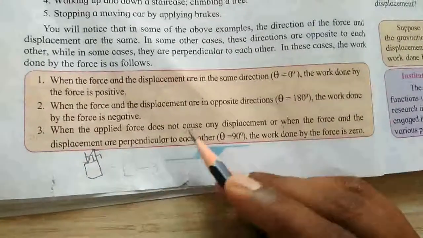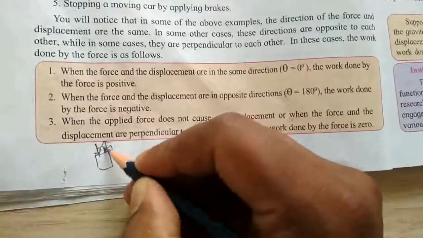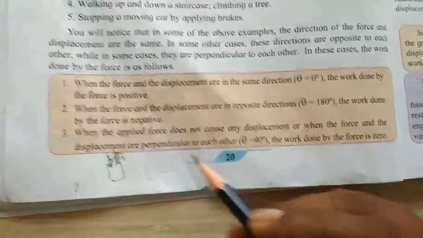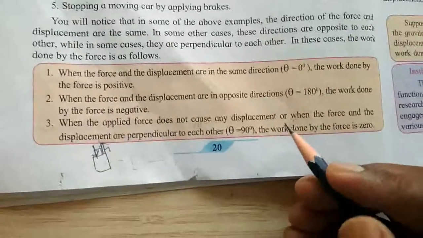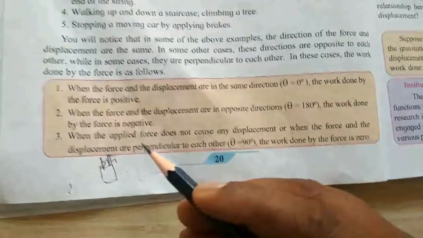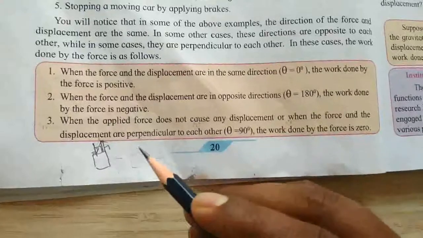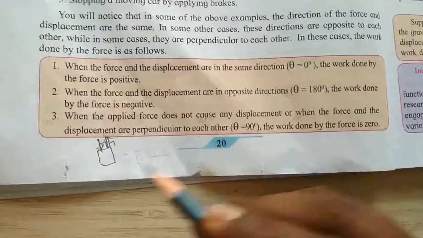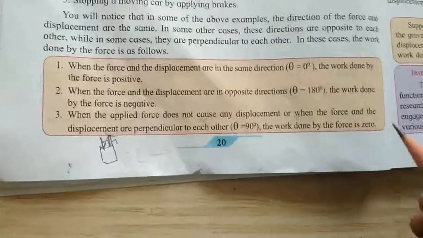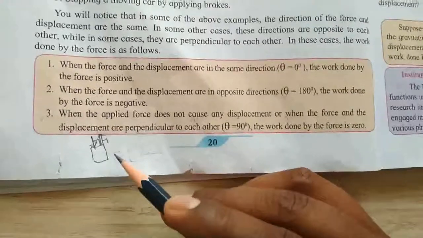When the applied force does not cause any displacement, if we apply the force from the top, or from the bottom upwards, the displacement of this vehicle will not happen, because we are applying the force perpendicular, at 90 degree. So when the applied force does not cause any displacement, or when the force and displacement are perpendicular to each other, that is theta is equal to 90 degree, the work done by the force is 0. In this case we can say that the work done by the force is 0.